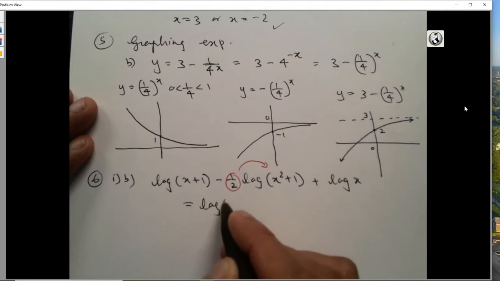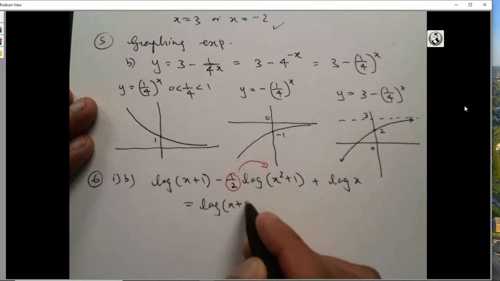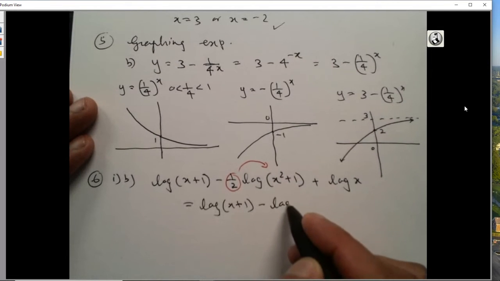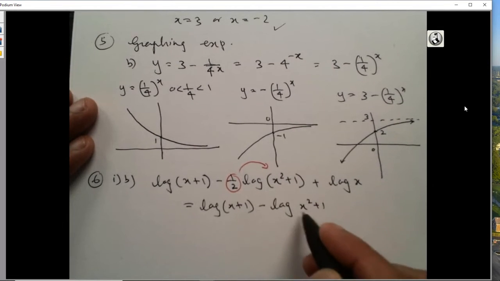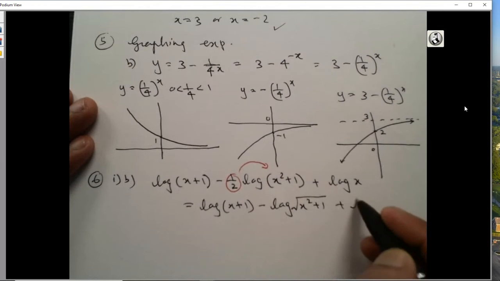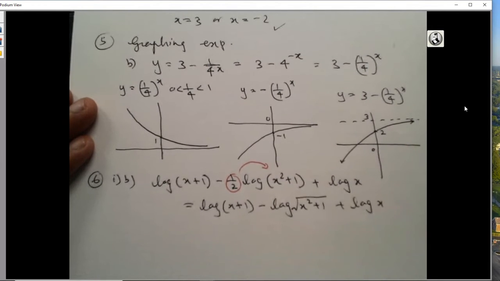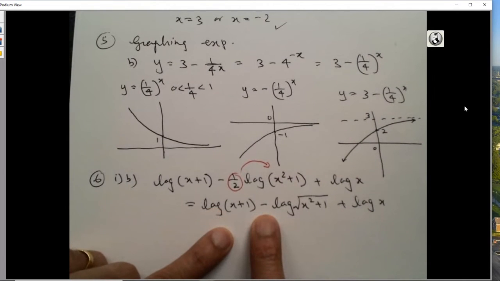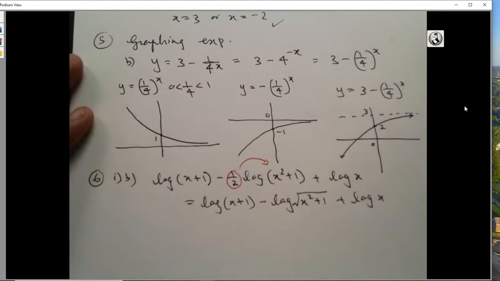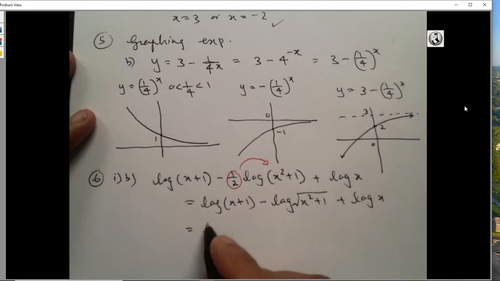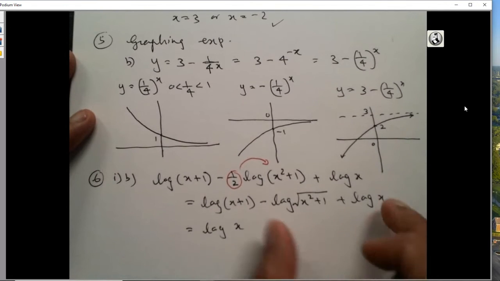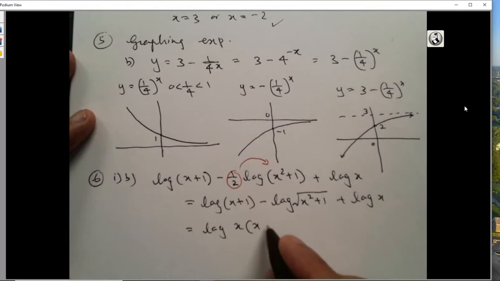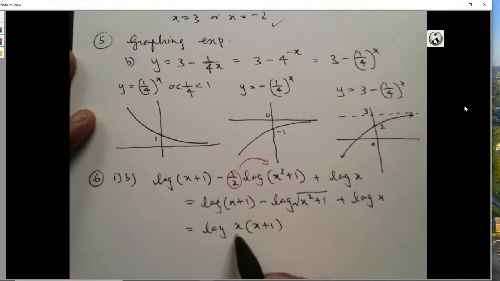That means we can write this one as log(x + 1). If you bring the power inside, this is going to be log of the square root of (x^2 + 1). And this is going to be log x. Now there's a sum, that means you multiply. There's a difference, that means you're going to divide. That means you can write this one as log, you're going to multiply these two, so x times (x + 1), and it's a minus sign, that means you're going to divide by that. So that is the condensed version of that.